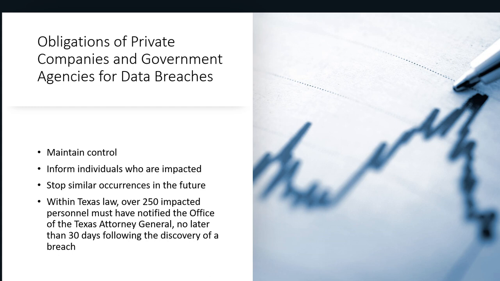Because I do reside in Texas, according to Texas law, I just wanted to input this: companies and organizations who suffer a data breach of system security that impacts 250 or more Texans or Texas citizens are required to notify the Office of the Texas Attorney General as soon as it is reasonably possible, but no later than 30 days following the breach discovery.